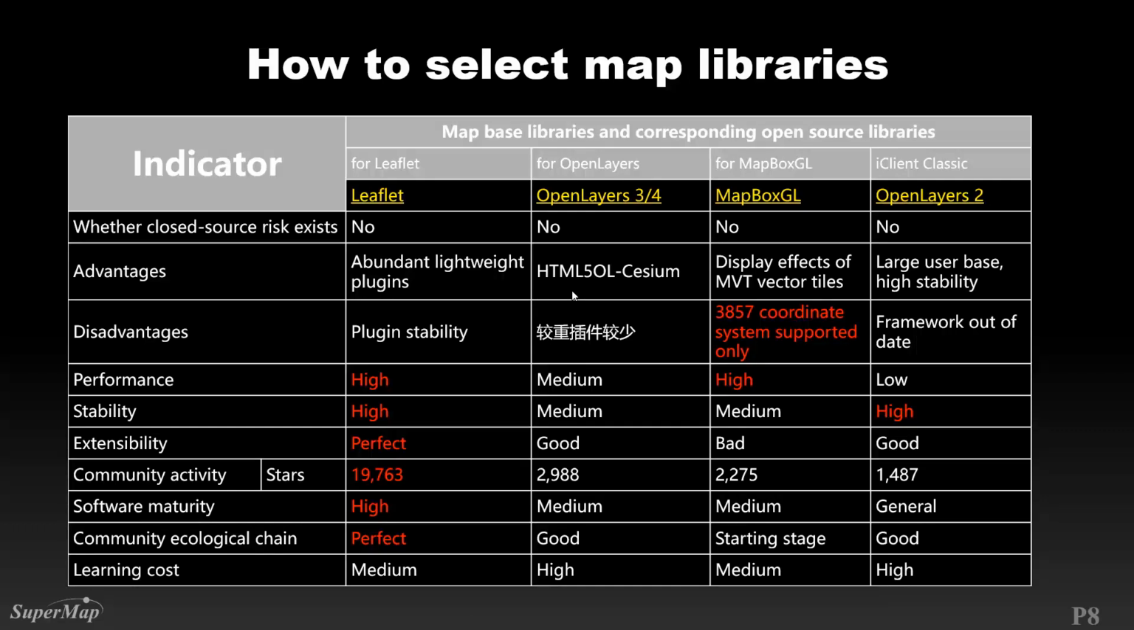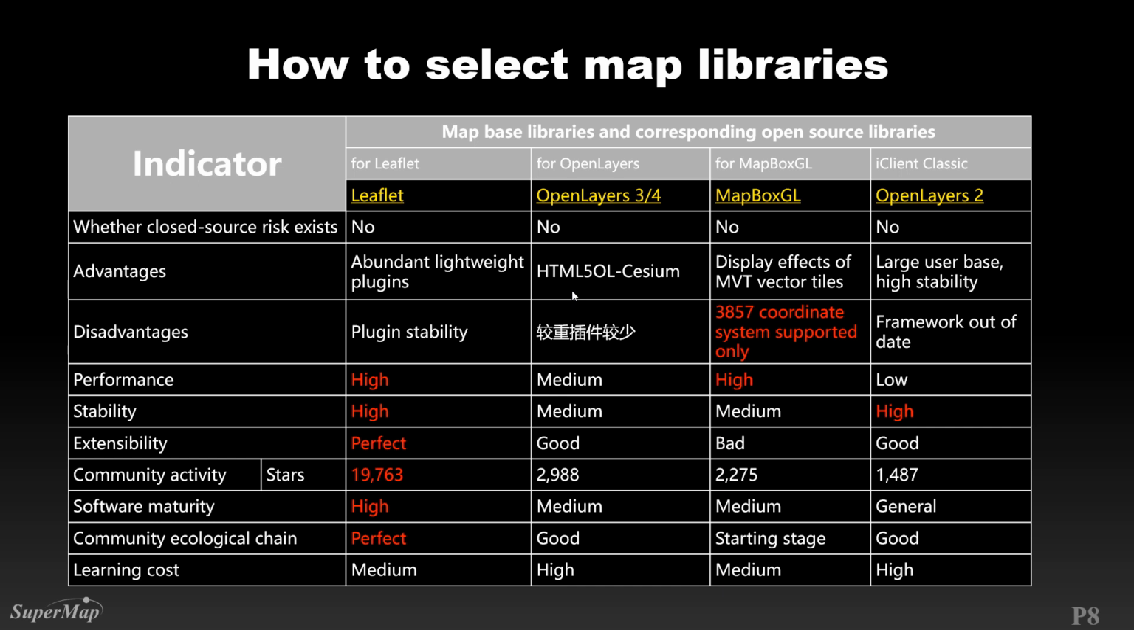Okay, now I will show you the comparison of the 4 products: iClient for OpenLayers, iClient for Leaflet, iClient for Mapbox.gl, and the classic GIS library, which are respectively based on OpenLayers 3 or 4, Leaflet, Mapbox.gl, and OpenLayers 2. What's the simplest reference factor for product selection? That is, whether the product can provide rich examples. For open source products, it is judged through the star rating of the activity of the community.